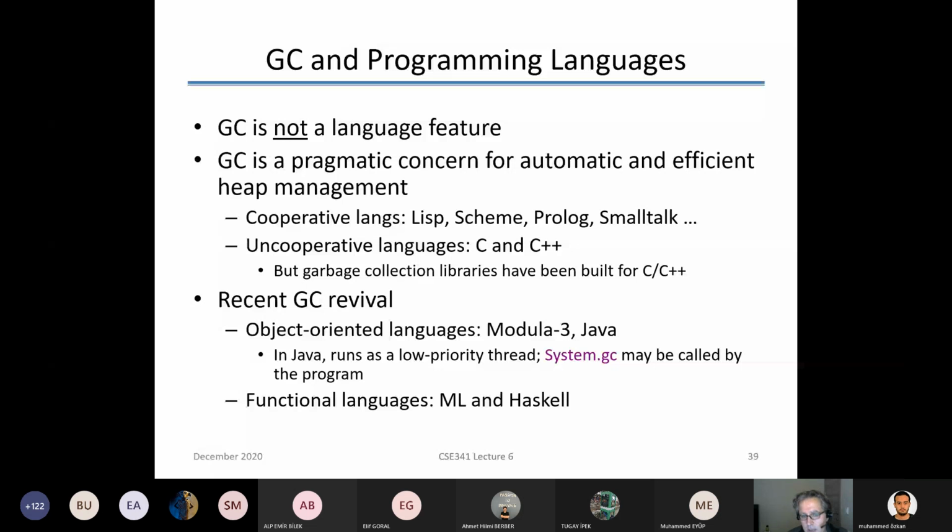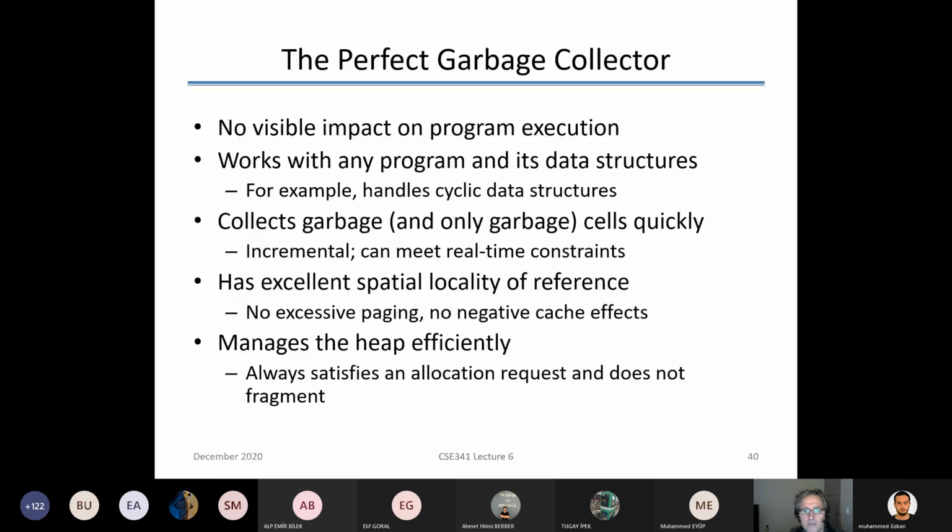And functional languages like Haskell and ML have a certain capability for this as well. So what is a perfect garbage collector? First of all, there should be no visible impact on program execution.